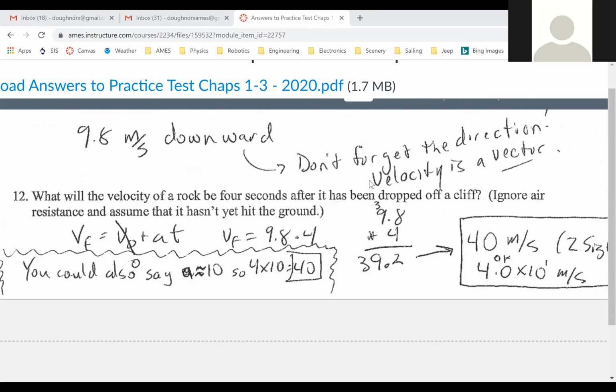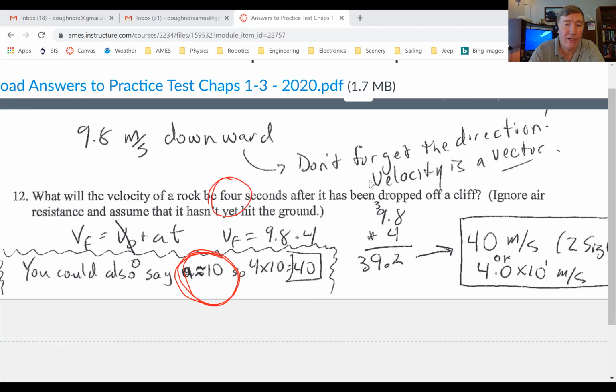So if we're going to call the acceleration 10 rather than 9.8, notice that instead of calling the acceleration 9.8, we're calling it 10. So there's only 1 sig fig in there. And this 4 here, you could argue whether that's exactly 4 or approximately 4. But if we're going to use 10 as the acceleration due to gravity, that means we're only allowed 1 sig fig in our numbers. We're not allowed 2 sig figs.